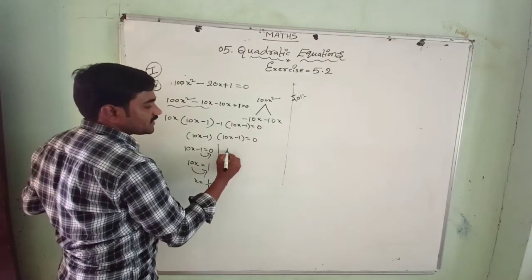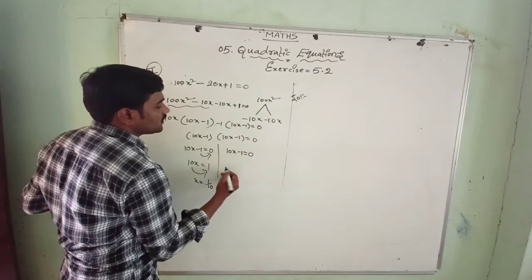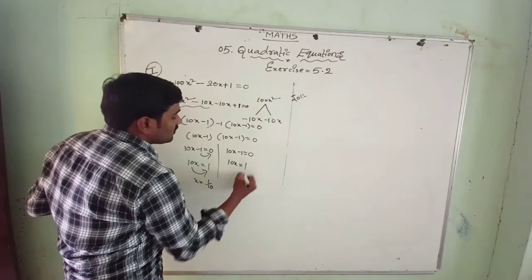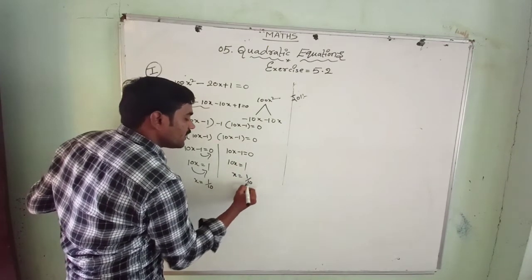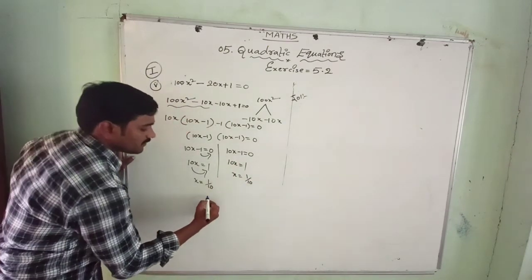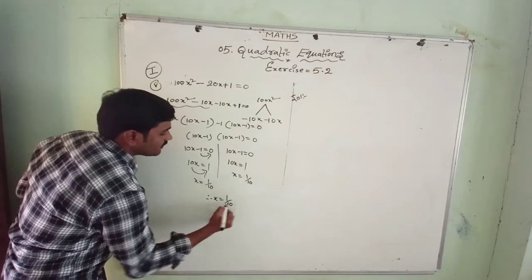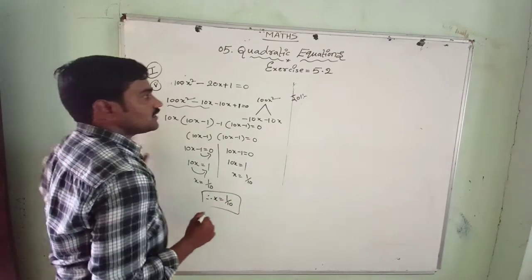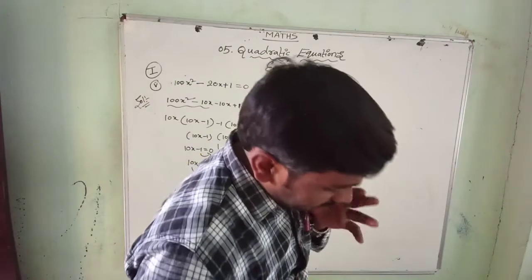Similarly here also you get the same again. 10x minus 1 equal to 0, so 10x equal to plus 1, x equal to 1 by 10. Therefore, the root of the given equation is 1 by 10.